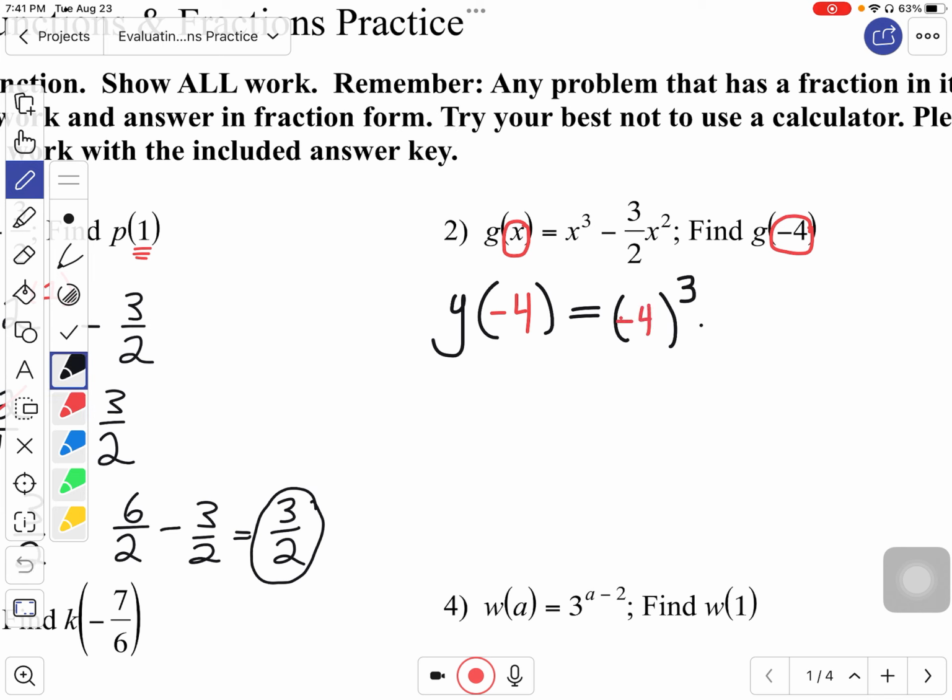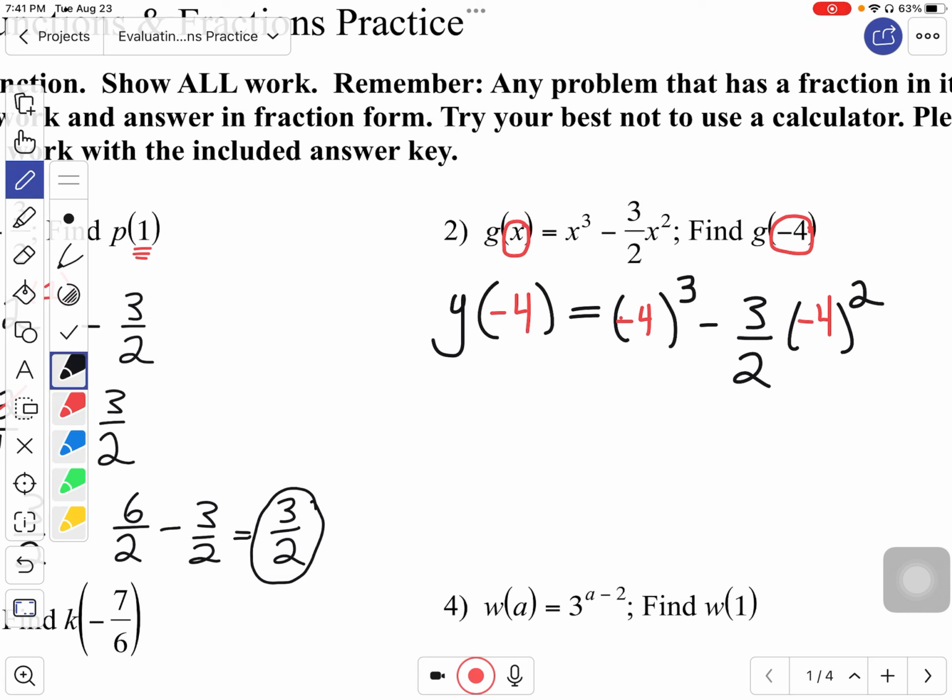And then I have to do minus 3 over 2 times our x squared times blank squared. Because wherever there's an x, I can put whatever I want in there. That's the beauty of function notation. Put whatever you want in for that x right there.